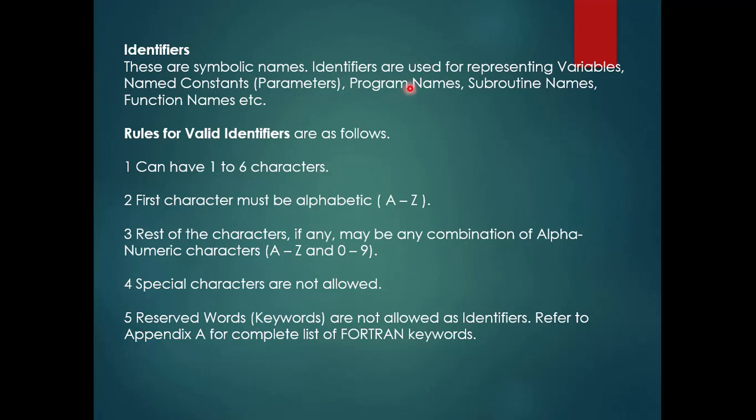Identifier means whatever names you are going to write in terms of variable, parameter, or it can be program name, subroutine name, function name, etc. It should have 1 to 6 characters. The first character has to be alphabetic and the rest of the characters can be numeric, while special characters are not allowed and keywords are also not allowed.